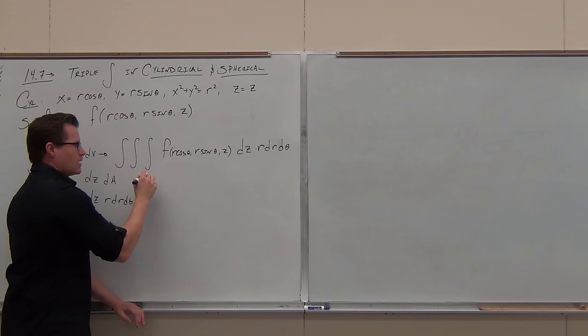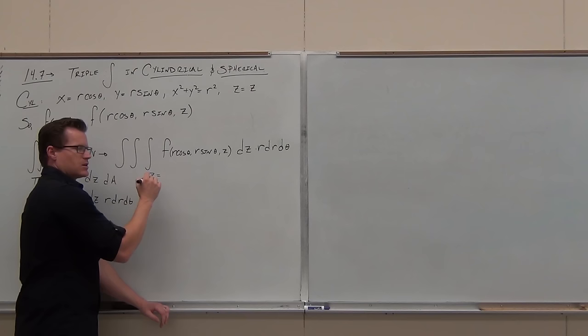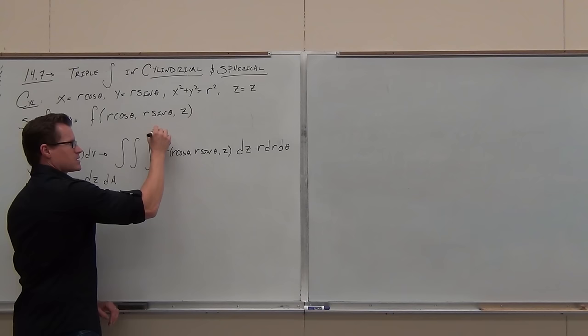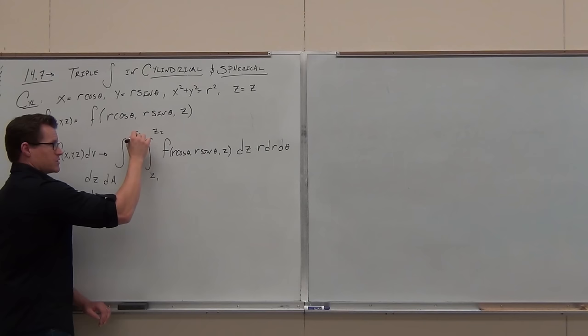And you go, okay, well, then what would you have to do first? Come on, everybody, what would you have to do first? Here, we'd have a function z. Let's just call it z sub 1. We'd go from z sub 1 to z sub 2. Everyone, now, what's the next thing? r sub 1 to r sub 2. And then we go theta 1 to theta 2.